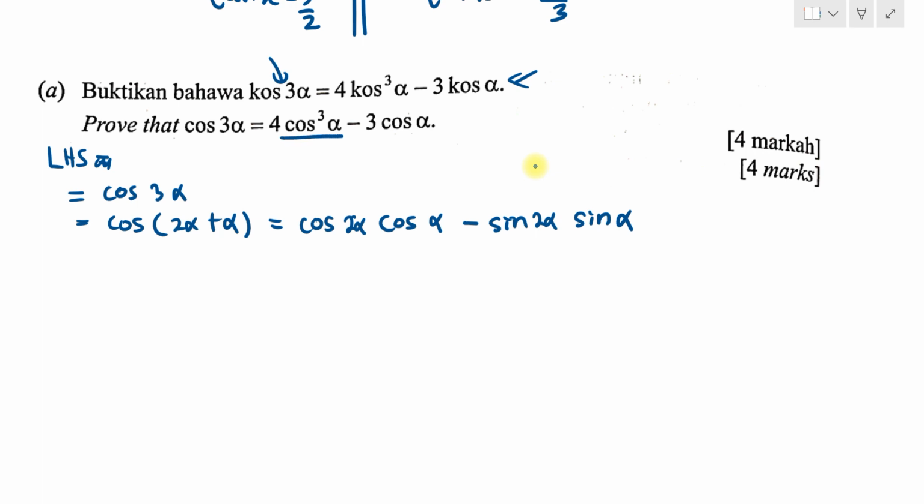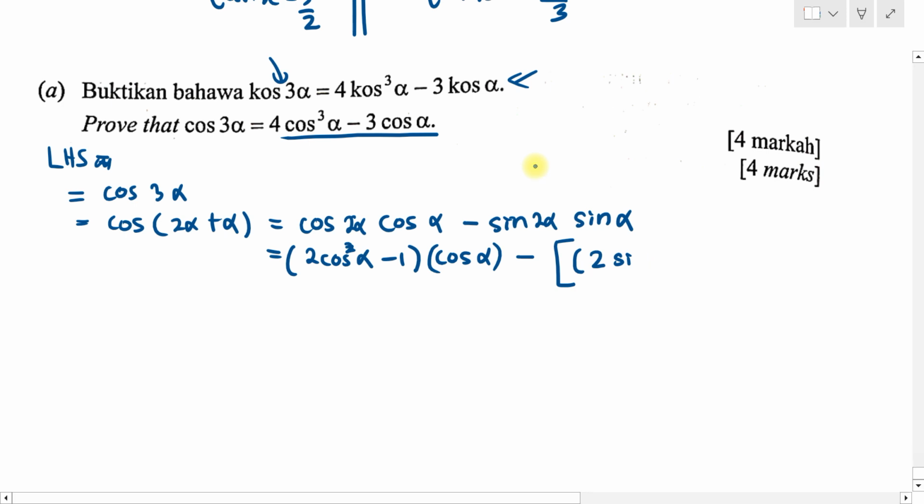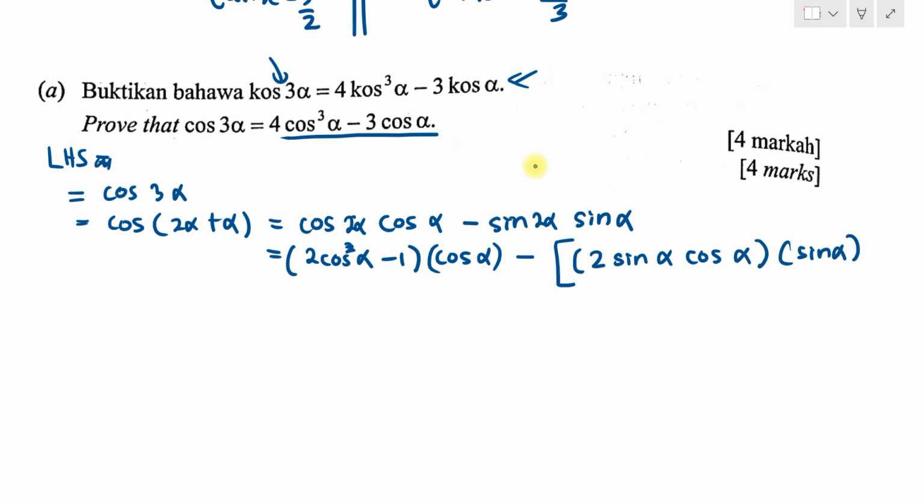So remember, you need to have everything in terms of cos only. So cos 2 alpha you can change to 2 cos square alpha minus 1. And then cos alpha. Use double angle formula. Minus, I need you to put a big bracket. Sin 2 alpha is... we cannot escape the sin. You will have 2 sin square. Sorry. Sin 2 alpha is 2 sin alpha cos alpha. And then sin alpha. You multiply.